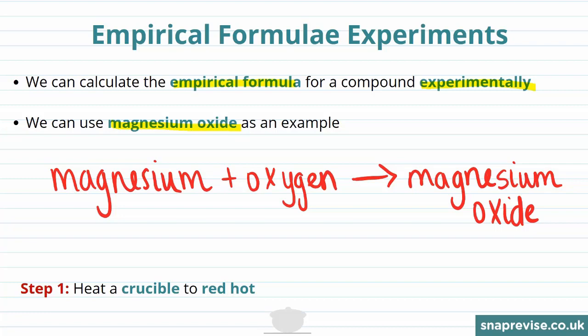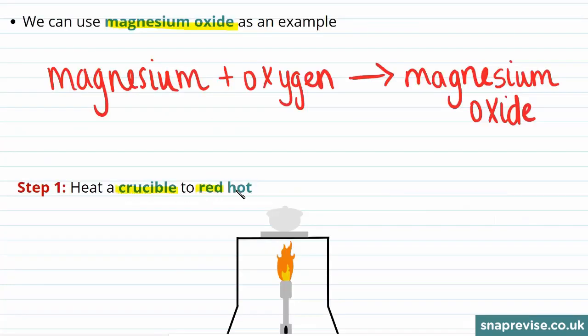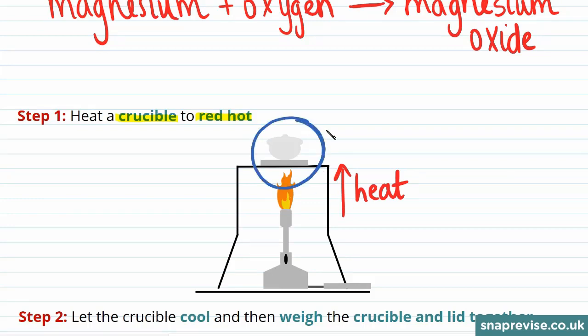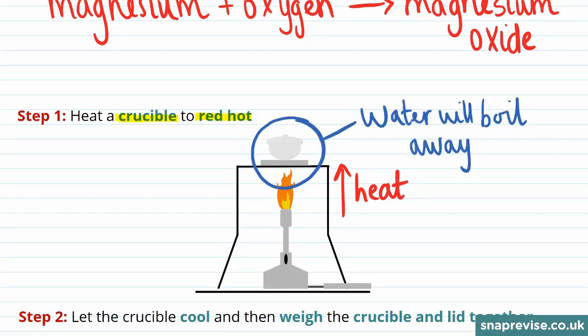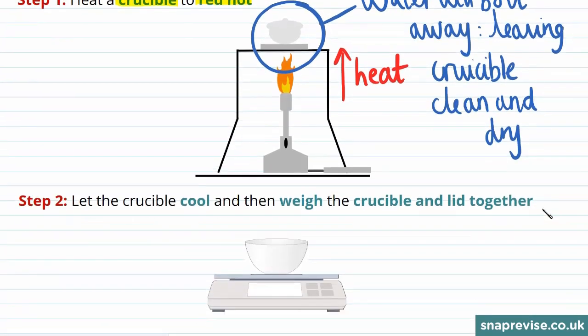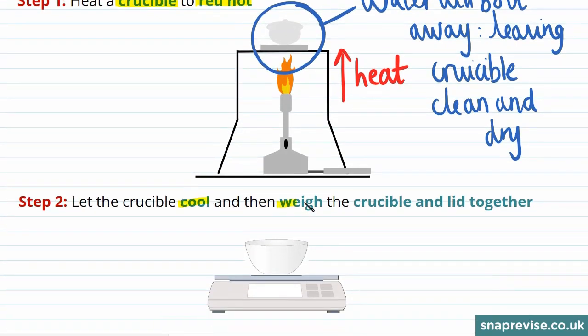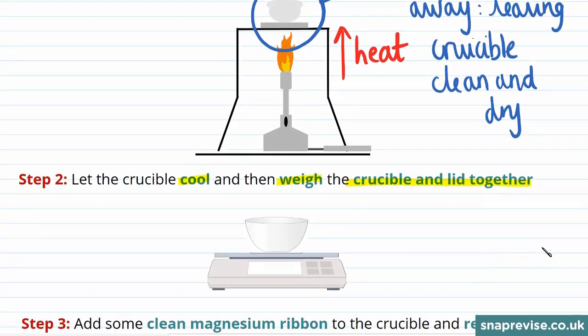The first step is to heat a crucible until it's red hot, which you can do using a Bunsen burner. The Bunsen burner will provide heat, which will cause any water to boil away, or any oil to burn off, leaving the crucible clean and dry. Before you touch the crucible, you need to make sure to allow it to cool. You can then weigh the crucible and the lid all together.